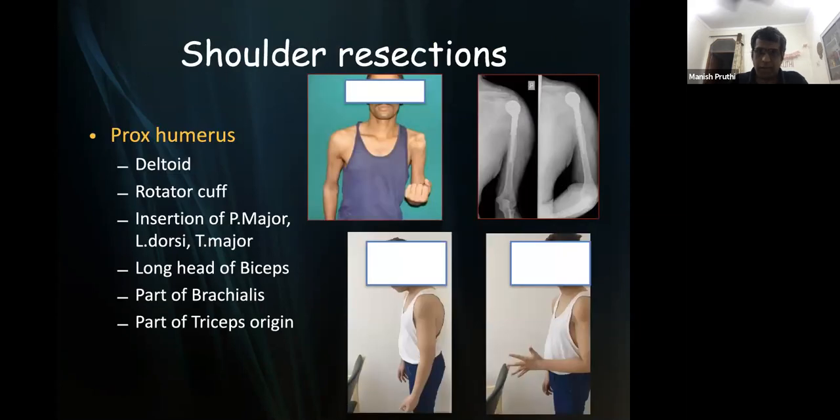So this is the case of a proximal humerus osteosarcoma reconstructed with a megaprosthesis, as you can see in the picture on the right. But the problem with the proximal humerus, as I have enumerated, is that the patient loses the origin or insertion of all these muscles like deltoid, rotator cuff, insertion of pectoralis major, latissimus dorsi, teres major, long head of biceps, part of brachialis, and part of triceps.